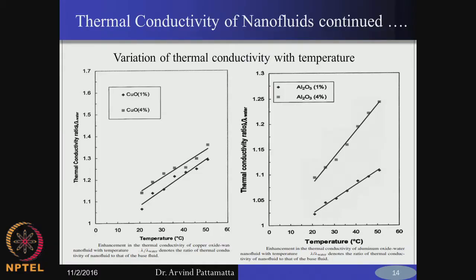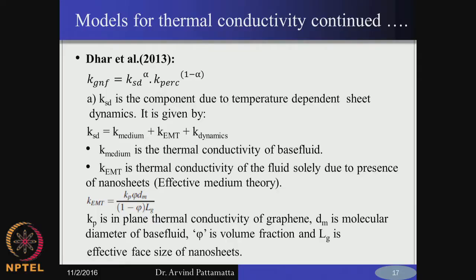So, if you are able to use this model, you can accurately predict the variation of thermal conductivity with temperature. We have checked this model with different kinds of nanofluids, including particle type nanofluids and sheet type nanofluids, and they seem to work very well, with good prediction. Now the other component which is very important for the sheet type of nanofluids like carbon nanotubes is called the percolation part.